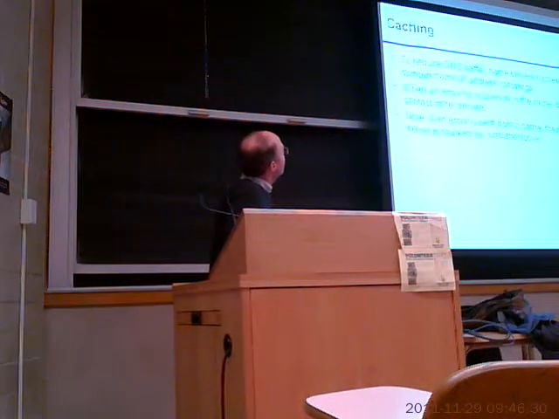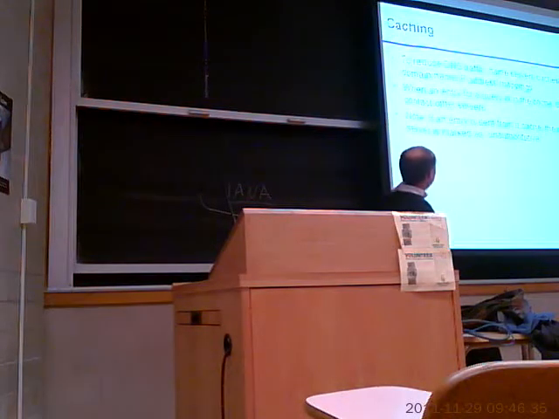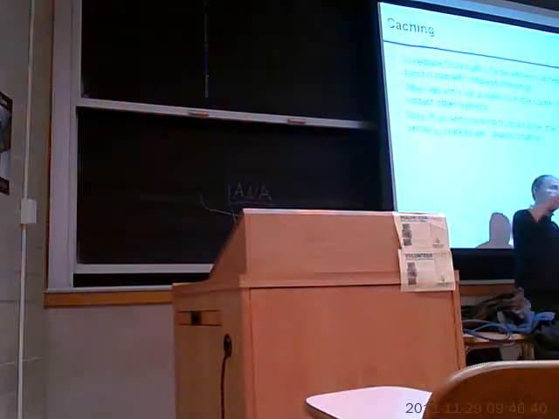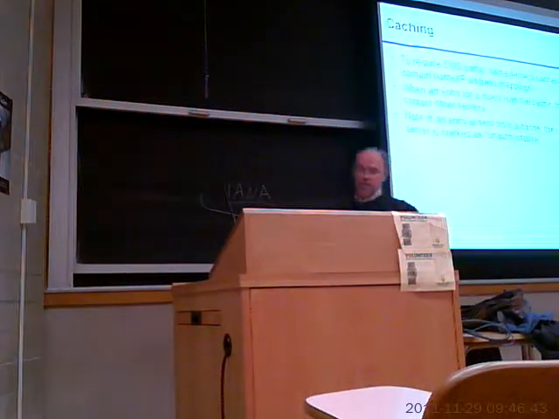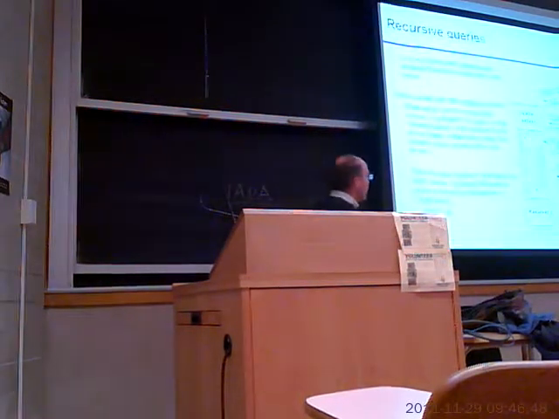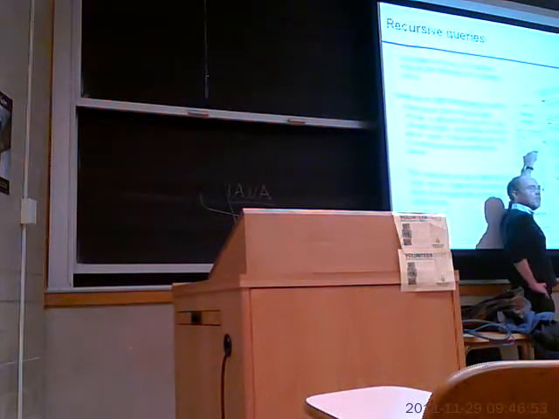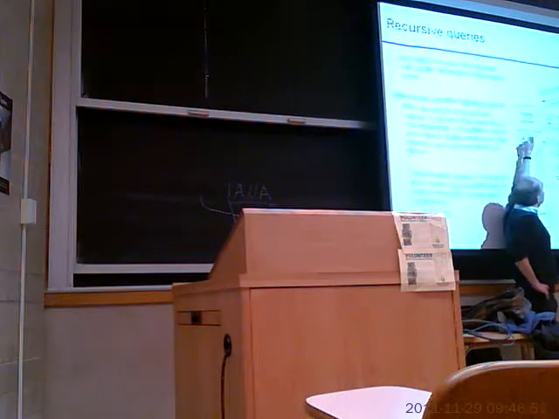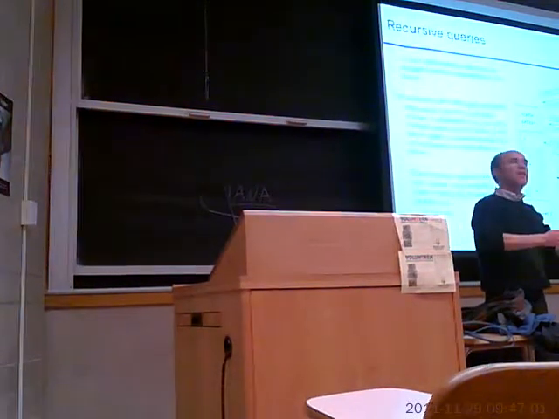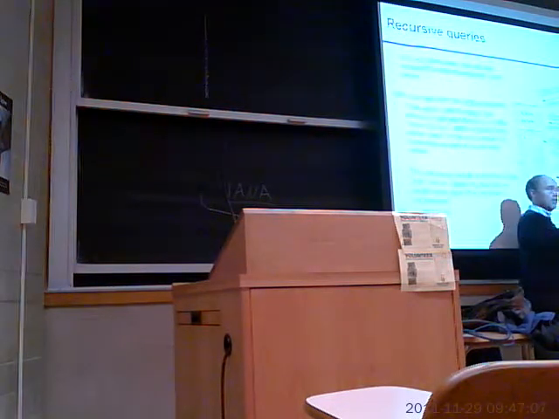Let's see, that's pretty much it. Caching is very important. Servers are allowed to cache information. If this name server has resolved the query, the name server 128.100.100.128, the U of T name server, it sees a lot of queries and collects a lot of information. It can use this information and cache it locally.